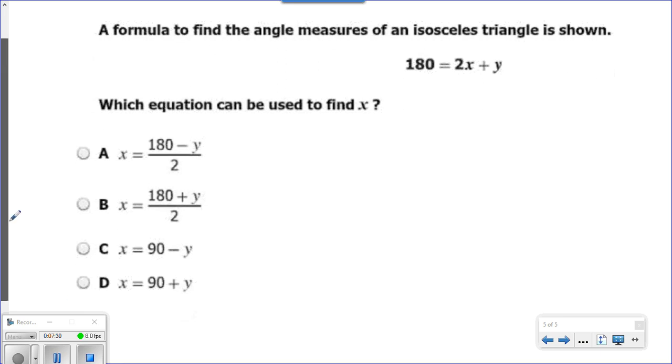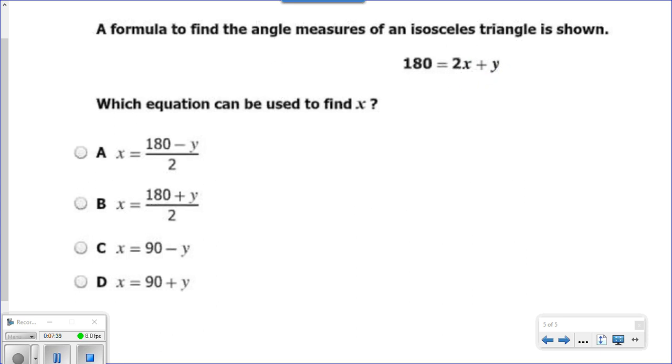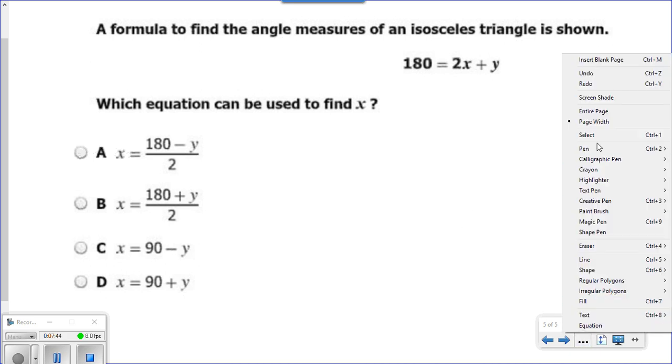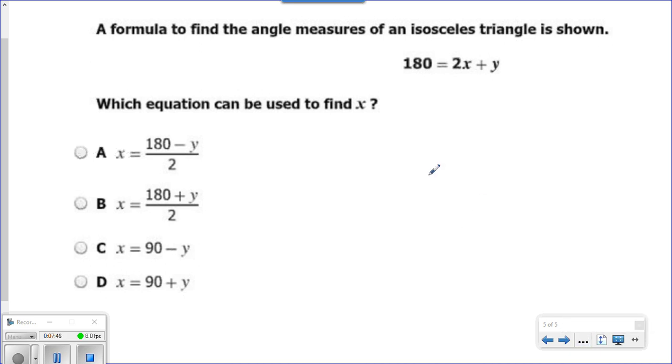The SOL likes to ask questions about this just because they're good multiple choice problems. You're given the formula to find the angle measure of an isosceles triangle. We want to know which equation can be used to find x. So in order to do that, we're going to go ahead and just isolate our variable here. So we have 180 equals 2x plus y. First, we're going to start by subtracting the y. And then our last step is going to be to divide both sides by 2. So we have 180 minus y over 2 equals x.